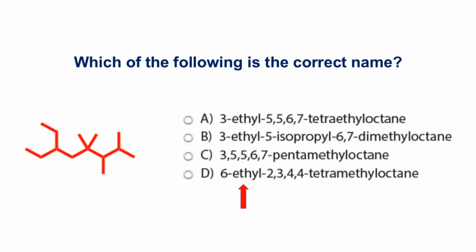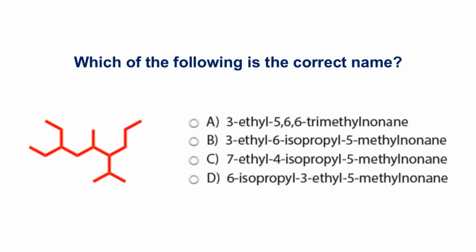In any direction, the longest chain is octane. There is 1 ethyl group attached and 4 methyl groups, with their locations being numbered from right to left to keep the numbers as small as possible. This results in 6-ethyl-2,3,4,4-tetramethyloctane. This example seems more complicated as a branch substituent is present.